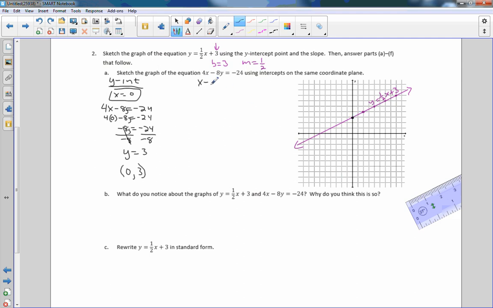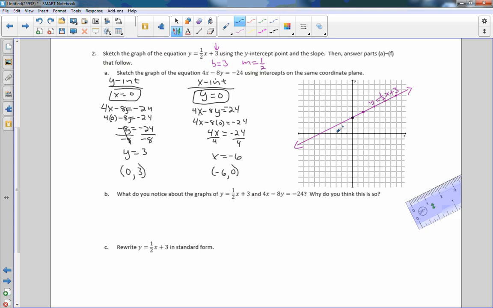Then I do x intercept. That means y equals 0. There's our rule. So 4x minus 8y equals negative 24. And I'm going to let y equal 0. So it's 4x minus 8 times 0 equals negative 24. And 4x minus 0 is just simply 4x equals negative 24. Divide both sides by 4. And x equals negative 6.